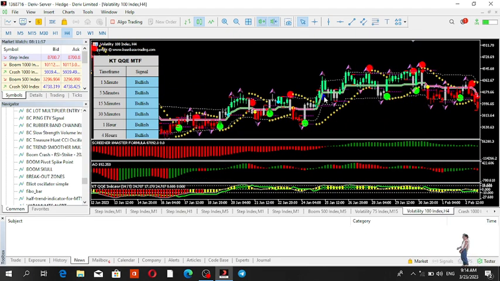So when you see this blue, what are you going to do? You keep taking your trade on what? Higher low, higher low. You see higher high, higher low, higher high, higher low. Can you see that? Okay.